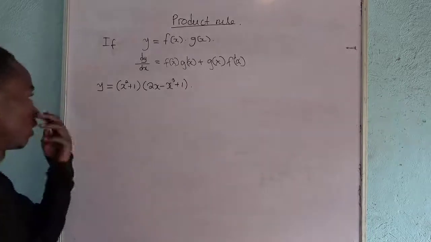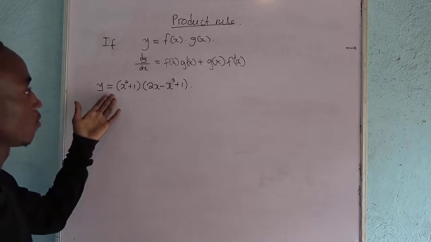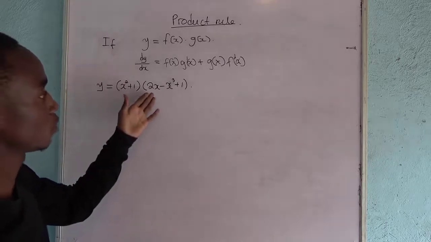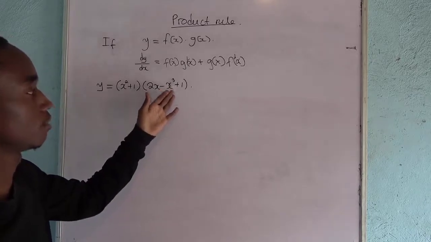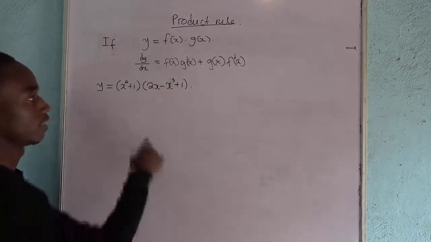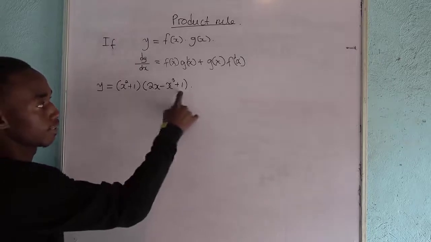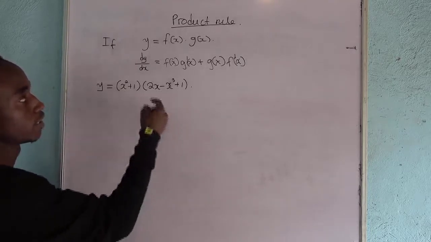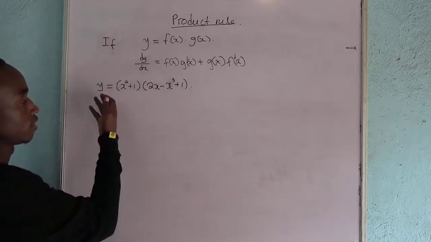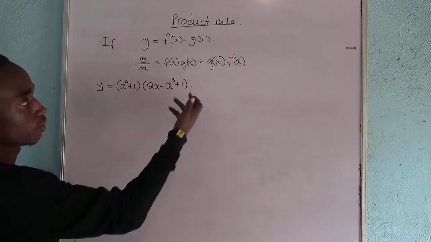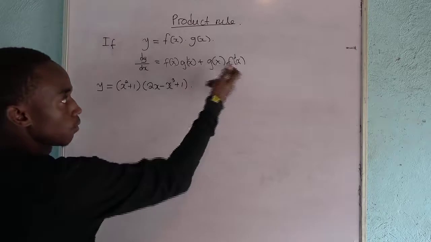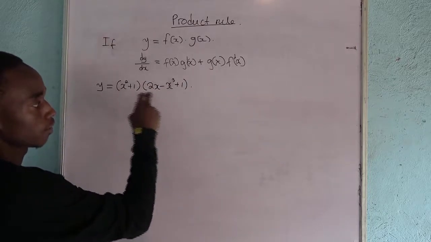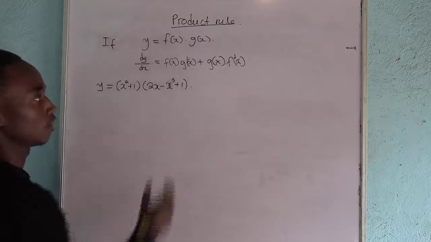We have a function y which is equal to (x squared plus 1) multiplying with (2x minus x cubed plus 1). You can see that there's this function and that function. These two functions are multiplying. So to find dy/dx, or differentiating this function, first of all we need to differentiate this and also that, so that we can use the formula.